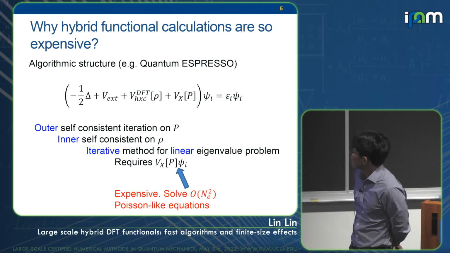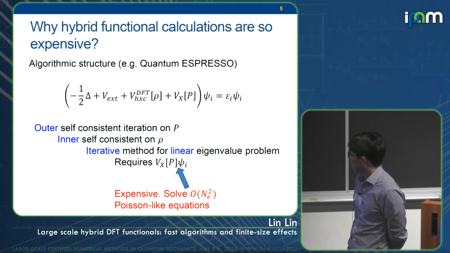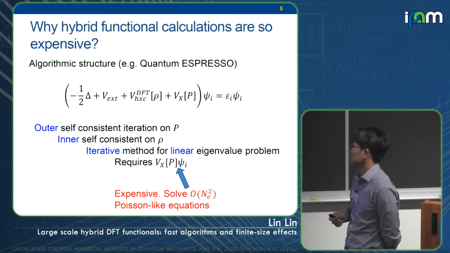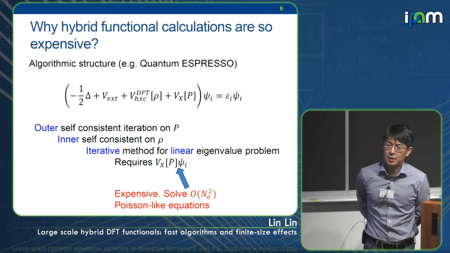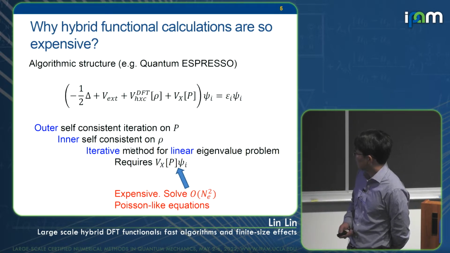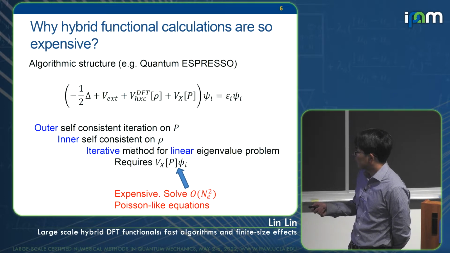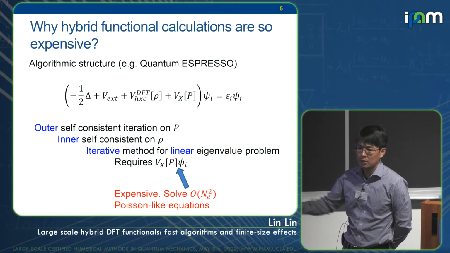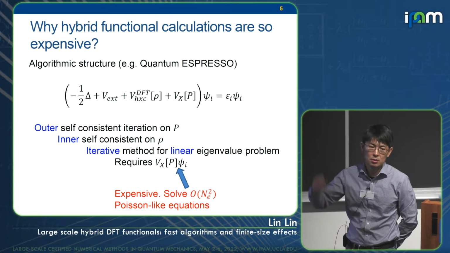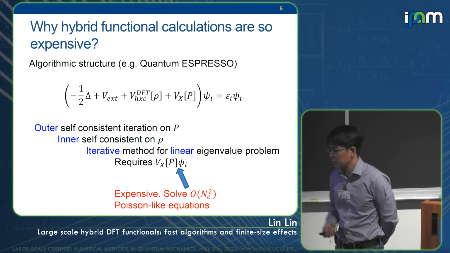So just a little bit more detail on why the hybrid functional calculations are so expensive. This is the very high level algorithmic structure used by many codes, such as Quantum ESPRESSO. You want to solve this eigenvalue problem. There are two layers of iterations. In the outer iteration, you do a self-consistent iteration on the density matrix, which is mostly a fixed point iteration. You get a new P and use it to construct a new Fock exchange operator, and you keep going until it converges.